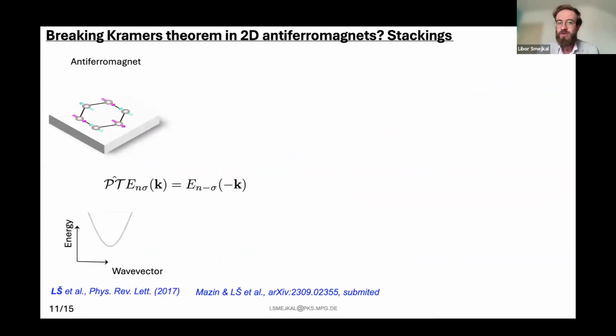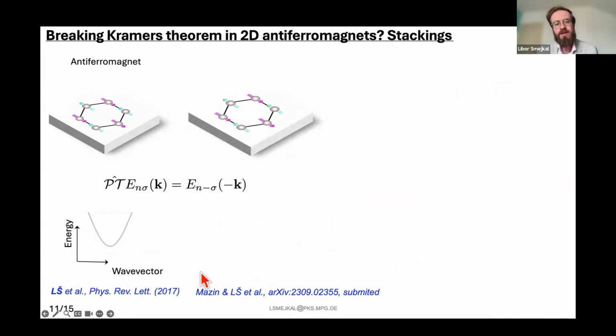Now let me move from multiferroics to two dimensions. Here I would like to show you that we can also do symmetry classification in two dimensions, which we did with Igor. And then we actually find that we can take a simple antiferromagnet, which is Kramers degenerate due to the space-time inversion symmetry.